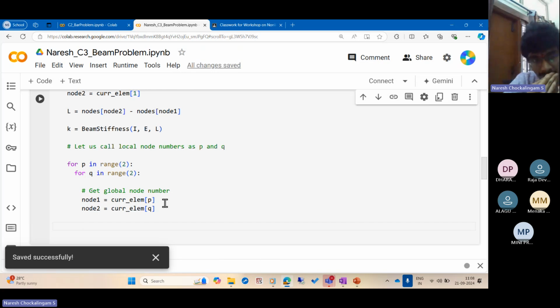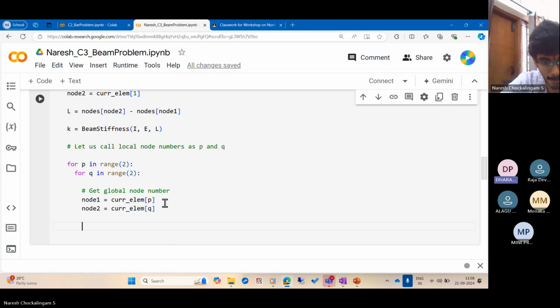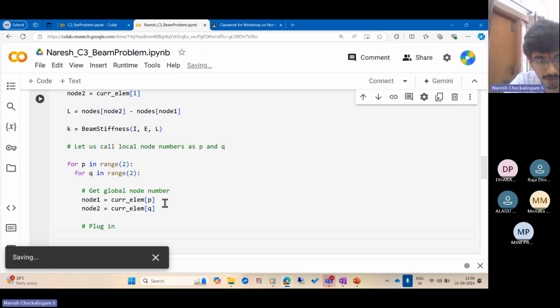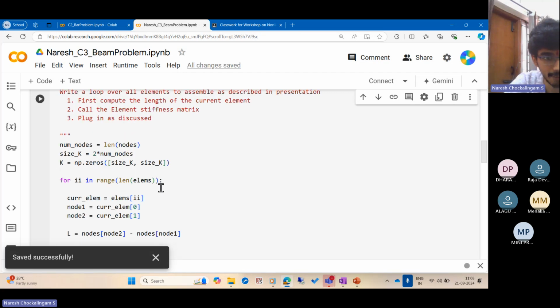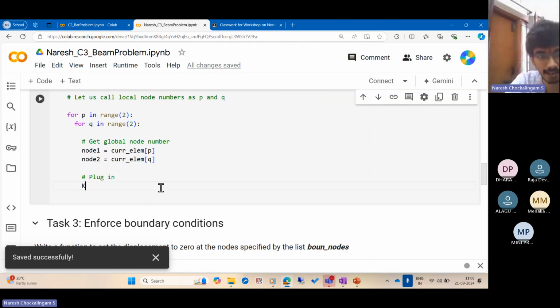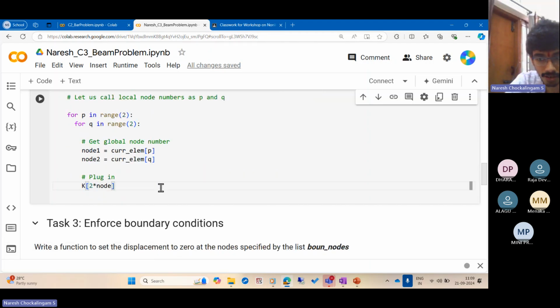I have to plug in. So what is the logic? Capital K of 2 times node 1, comma. Did I initialize capital K? Yes, I have initialized capital K. Capital K is the global stiffness matrix. K of 2 star node 1, comma 2 star node 1 is equal to. Instead, we can use plus equal to. I'm not sure if it works in Python. If it works, it's fine.